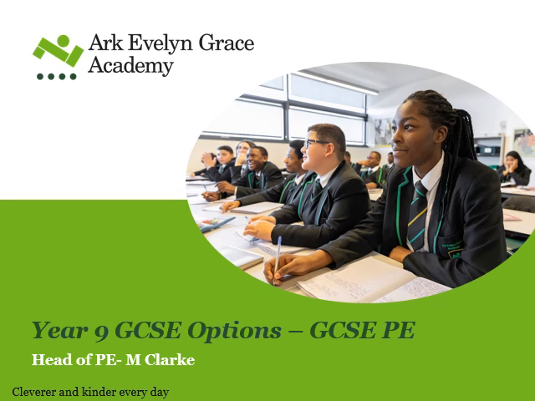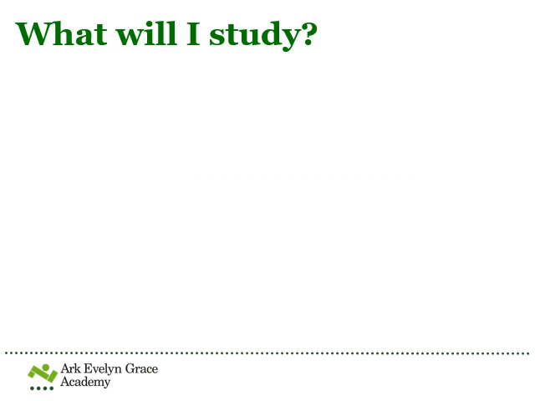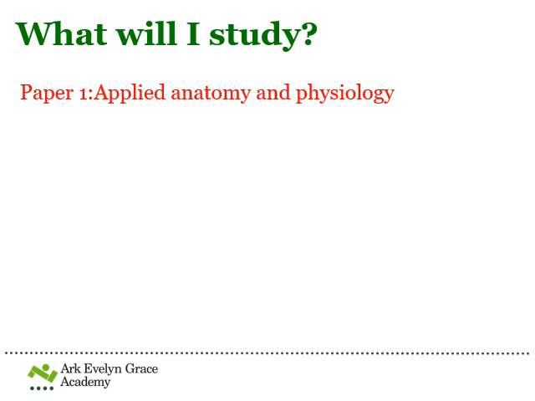Hi everybody, this presentation is to go through the GCSE qualification, what the course entails, and what the course can lead you on into your further career. So, in terms of the qualification, it's split into different elements. The first element you look at is paper one. So this is your applied anatomy and physiology.